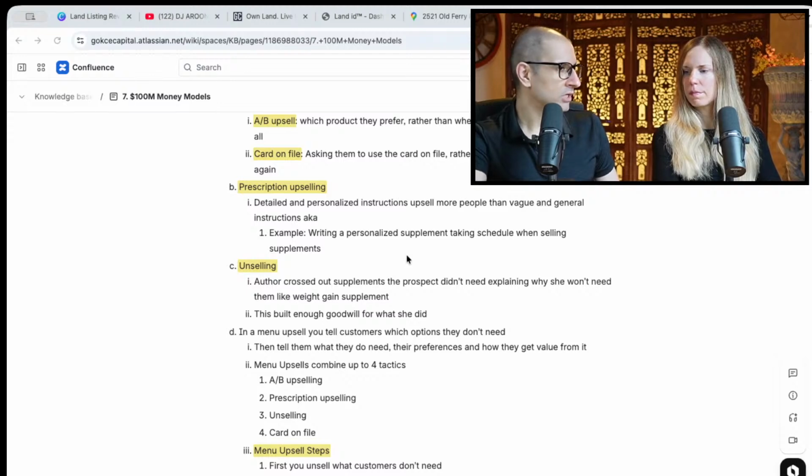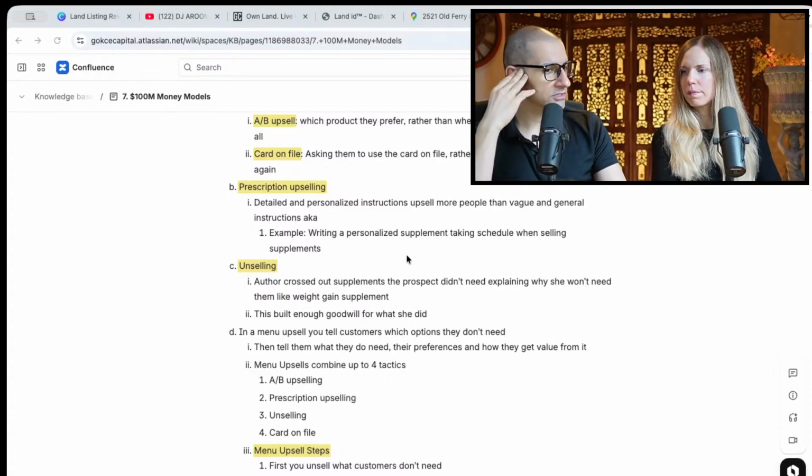As opposed to, oh yeah, you should be taking creatine every day. You should be taking whey every day. So the fact that you made it personalized made them feel, oh yeah, so it's specifically for me. And it made it. You think anything we can do on our side?